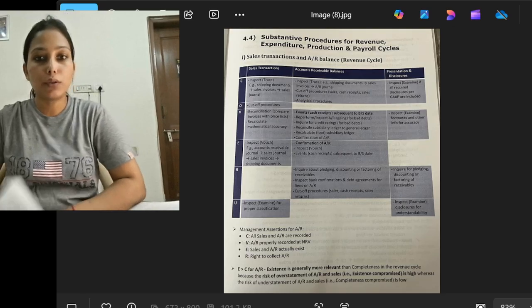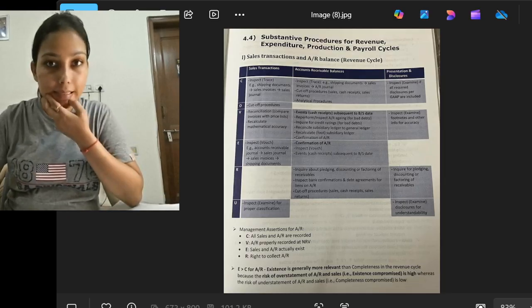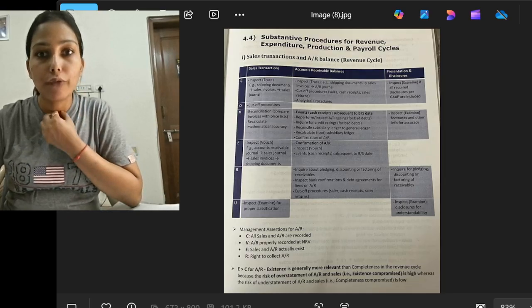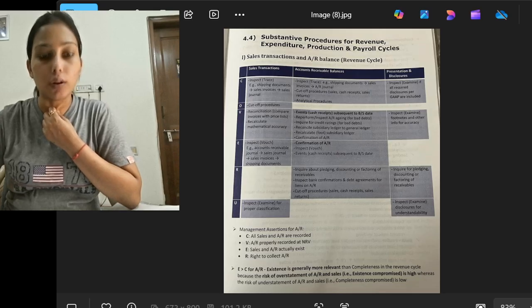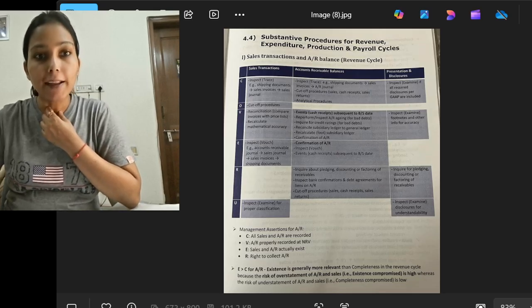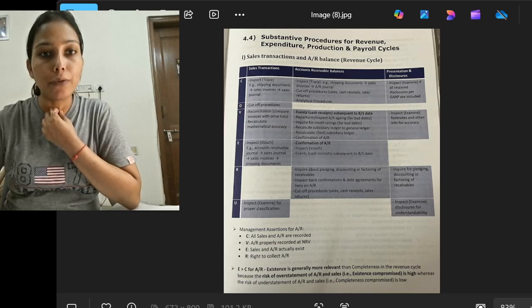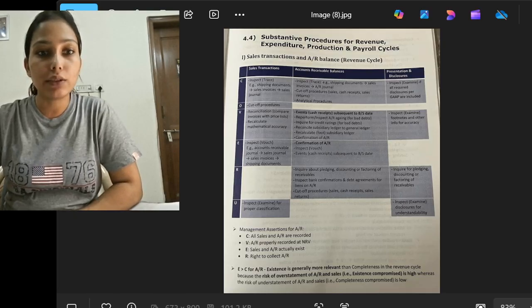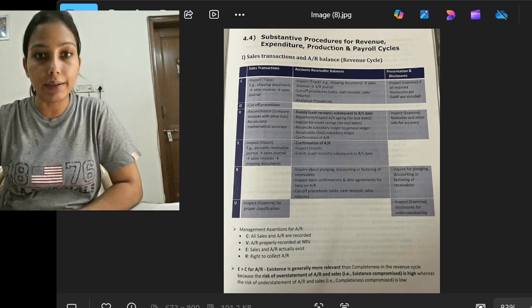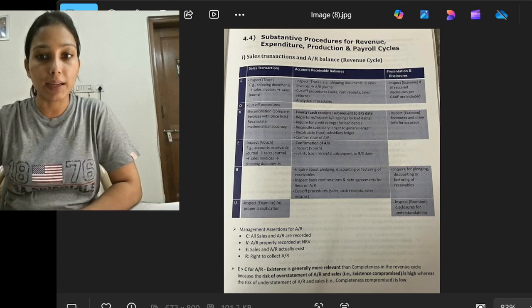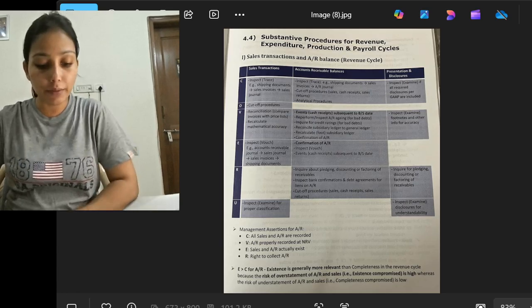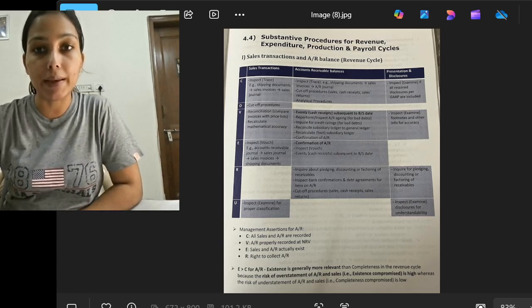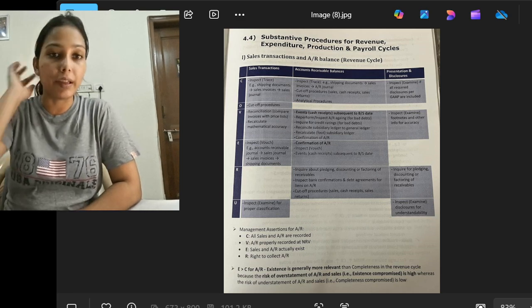Hi everyone. So today we will be discussing the substantive procedures for the revenue, expenditure, production and payroll cycles in the audit. There are different procedures that are performed for the different heads of the account, different transaction statements, and we will be discussing how it is done and what the procedures are to get it done. To begin with, the sales transactions and AR balance, which pertain to the revenue cycle.